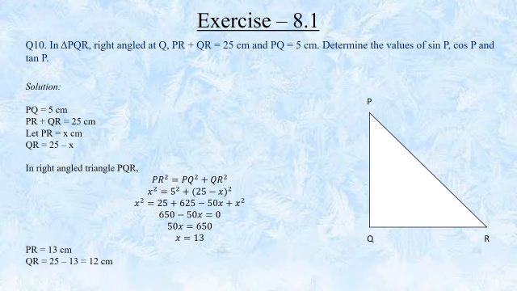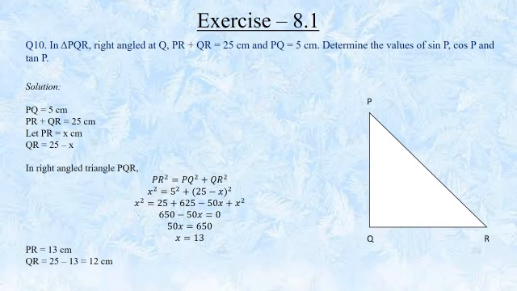First, we will find the sides separately. So let PR equal to x centimeter. So QR would be 25 minus x. First, let us solve for x. For that, we use Pythagoras theorem. In right angle triangle PQR, PR square is equal to PQ square plus QR square, which is x square equal to 5 square plus (25 minus x) the whole square. Solving them, we get x to be 13.